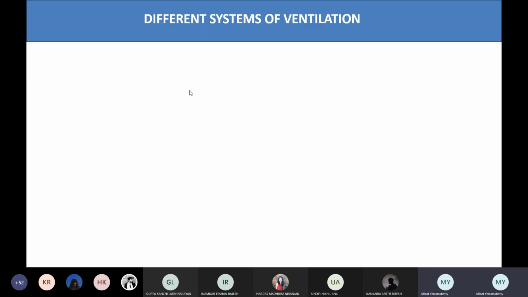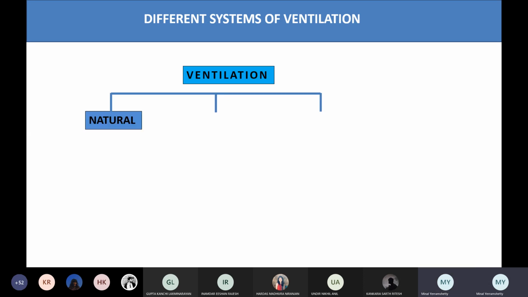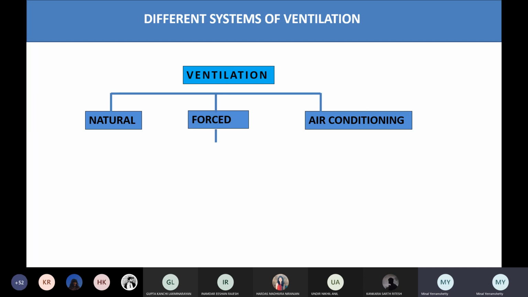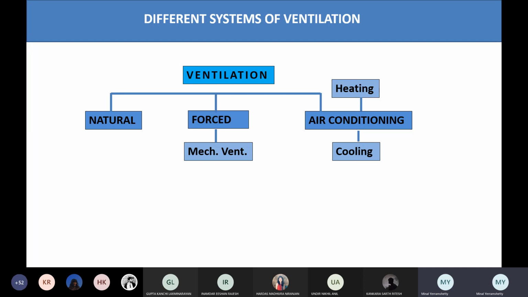Okay, so different systems of ventilation. Now we are entering into the zone of all the different systems: your unit systems, your central system, your VRV systems, all that. So what is ventilation? Okay, it's divided into three. You have natural ventilation, which you did in first year, second year, third year, and I will say continue doing this throughout your life. This is something that I love the most. The second one is forced, where we studied mechanical ventilation. And finally we have conditioned ventilation, air conditioning. When I say forced, it's mechanical ventilation, and here you have cooling as well as heating.